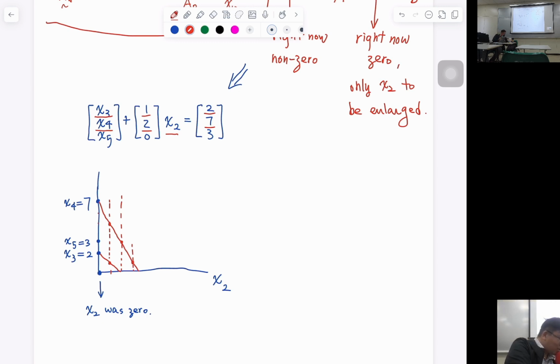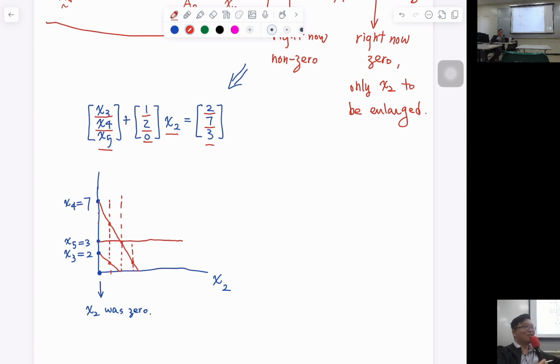Okay, now x5 equals 0 times x2 plus 3. So x5 is gonna be 3 all the time. Even with increment of x2, x5 is 3 all the time. So these three linear equations actually look like this. So which one do I choose to convert from basic to non-basic?